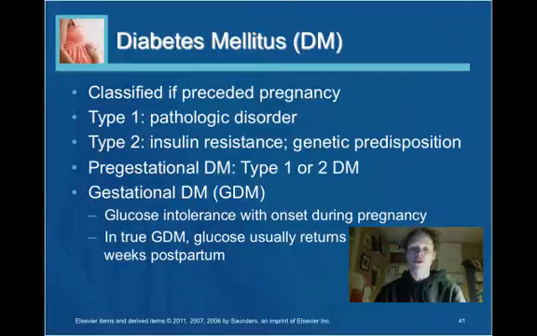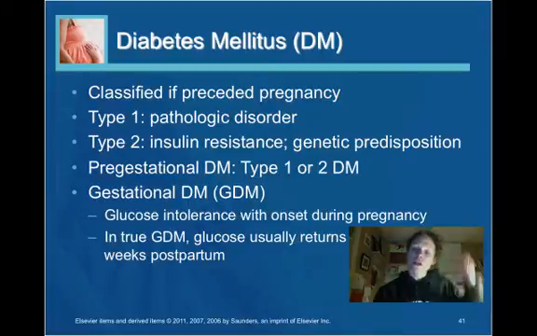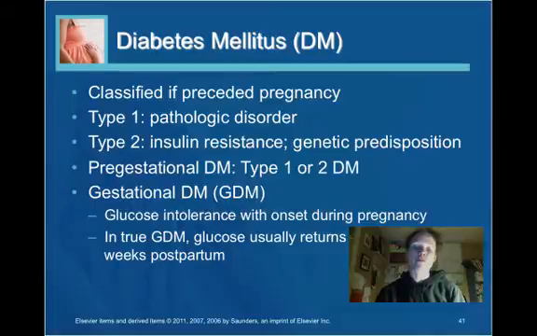There's also a condition called pregestational diabetes mellitus, and then gestational diabetes, which we had talked about earlier in this presentation. There is noted in gestational diabetes to be glucose intolerance with the onset of pregnancy. And in true gestational diabetes, glucose usually returns to normal levels by 6 weeks postpartum.